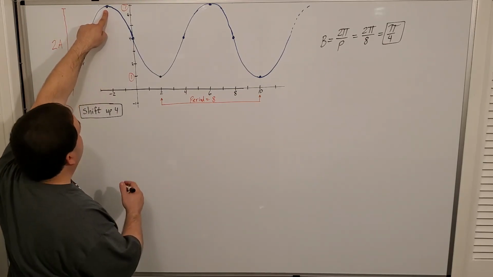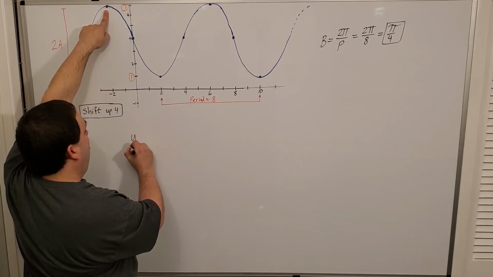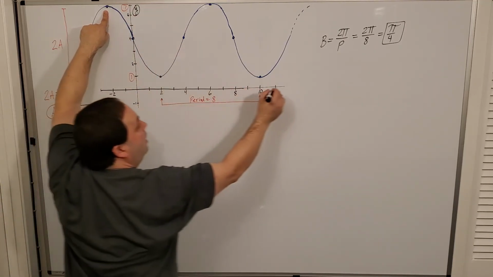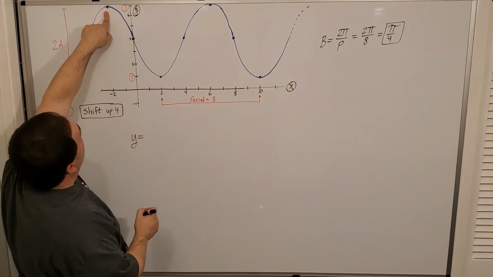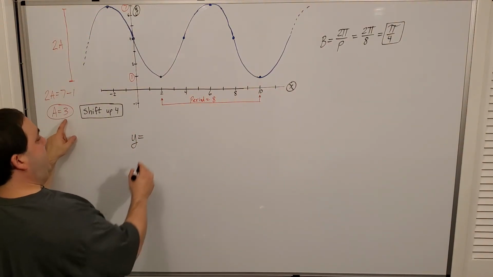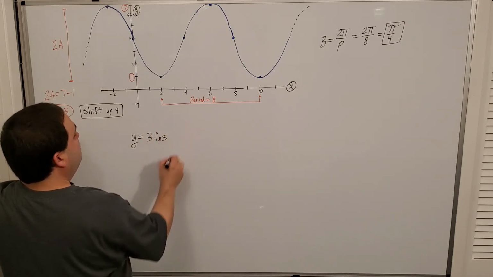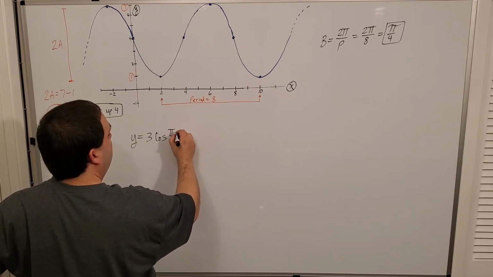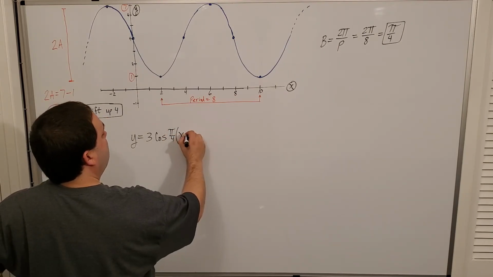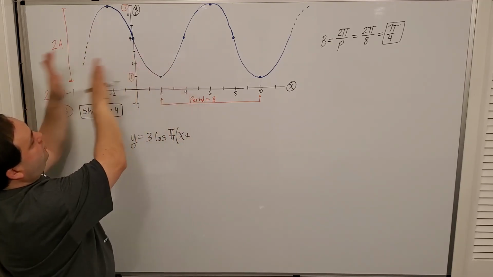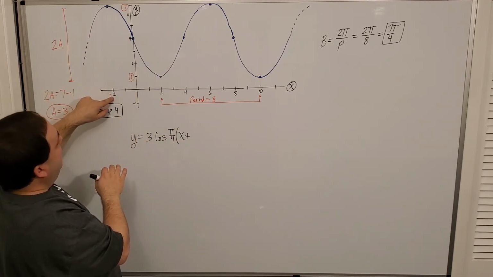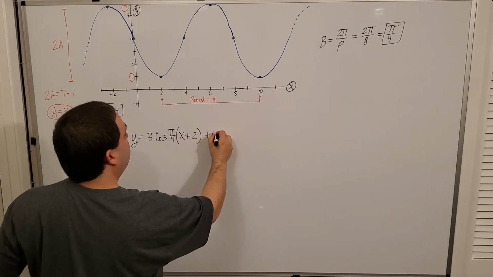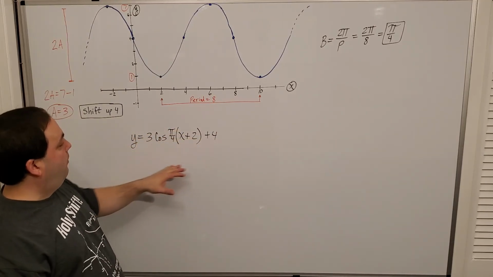This peak right here, I could have y equals, and I'll do y and x this time. This will be the y-axis, this will be the x-axis. y equals 3 cosine of pi over 4 times x plus, now notice the peak has been shifted to the left, negative 2, so x plus 2. And then the whole thing was shifted up by 4. Okay, so that's one possible answer.